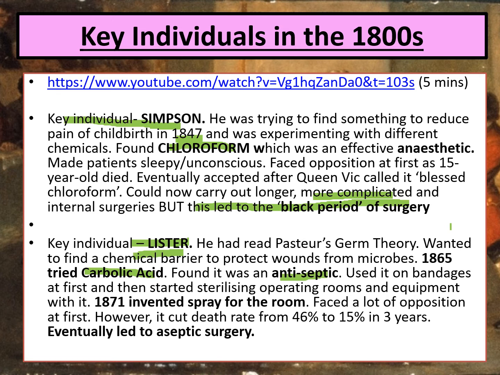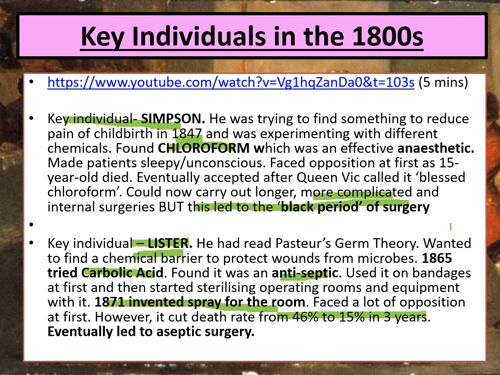He then started to try and make the whole process of surgery cleaner by doing things like using it on medical equipment. And in 1871, he even invented a spray that went all around the room, spraying carbolic acid. So basically, he was trying to create a sterile room, which obviously we know surgeons use today. And he did an amazing job of reducing the death rate of surgery from 46% to 15% in 3 years.